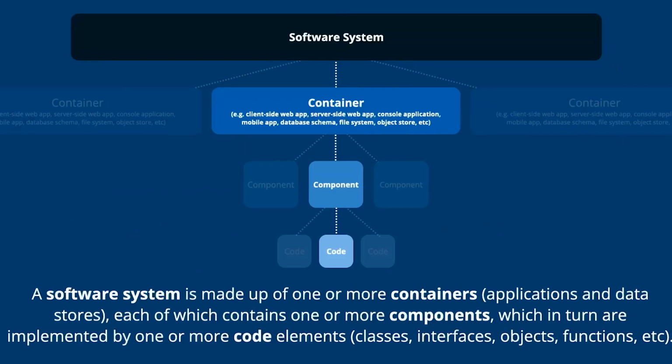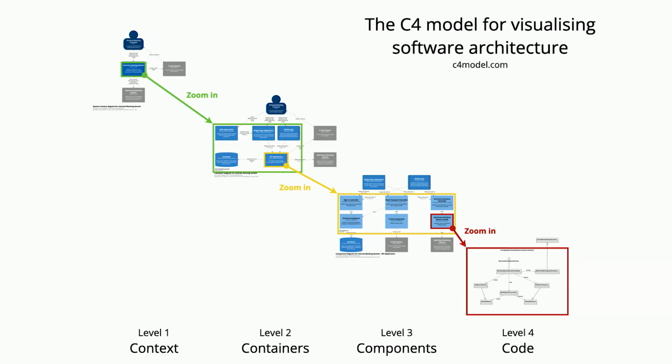C4 is based on 4 simple abstractions. We have software systems, containers, components, and code. Those are the 4 abstractions that sit behind the C4 model. And based upon this set of 4 abstractions, we can draw some diagrams. C4 gets its name from the 4 static structure diagrams at 4 levels of abstraction: system context, containers, components, and code. And the concept here is diagrams as maps.